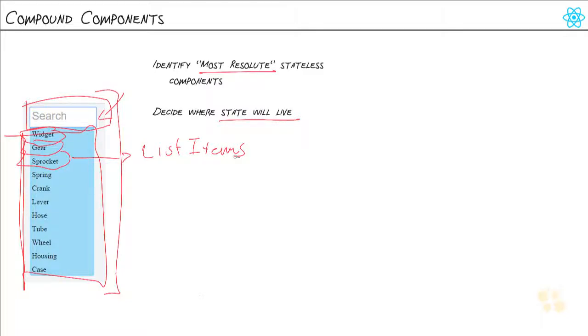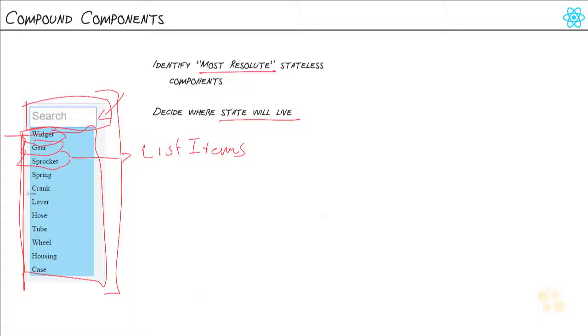And then the rest of it is where the state is going to live. So I'm going to have this search box controlling this list of items. I'm actually going to use an unordered list, a UL element in HTML, and that's where my state is going to live.